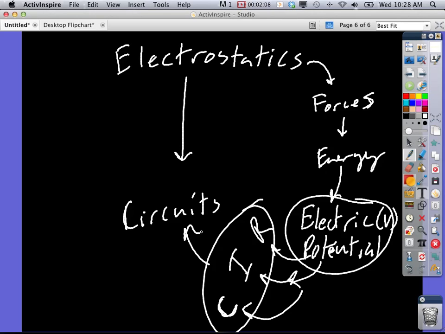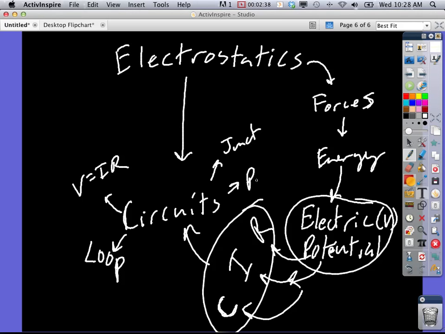We started off with electrostatics, and in those electrostatics we talked about how those things interact. From those things, we got the concept of voltage. When we looked at voltage, we looked at the components that voltage relates to, and then we got to electric circuits. From electric circuits we did Ohm's law, the loop rule, the junction rule, and power. Those are the big ideas.